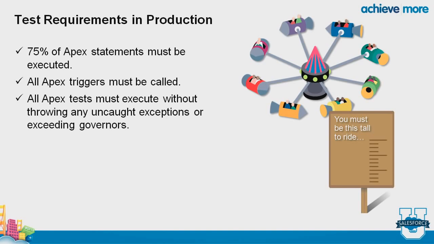Another important restriction when deploying is that the code cannot fail. So if you make a change to a validation rule in production which makes your code fail, and you have like 99% code coverage, you will not be able to deploy, because that validation rule is going to break and generate an unhandled exception.